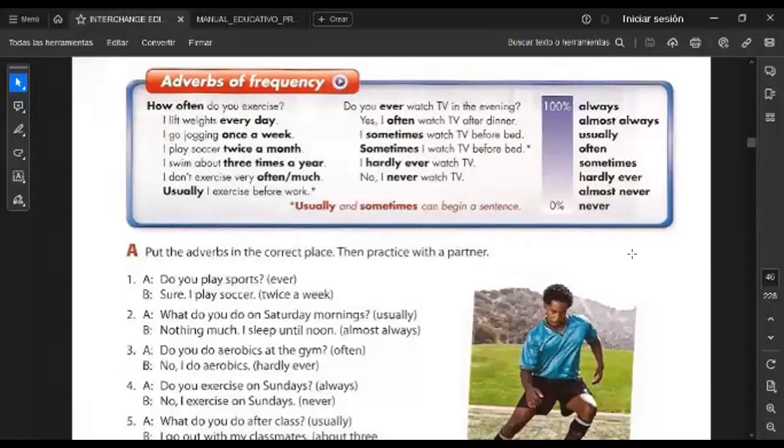Okay, ¿qué escucharon? ¿Alguien más? Another participant, what did you listen? Practice swimming, very good, excellent. ¿Qué más? ¿Quién más? I hardly ever exercise, very good, that's nice. Excellent. Okay, ¿alguien más? Potato.